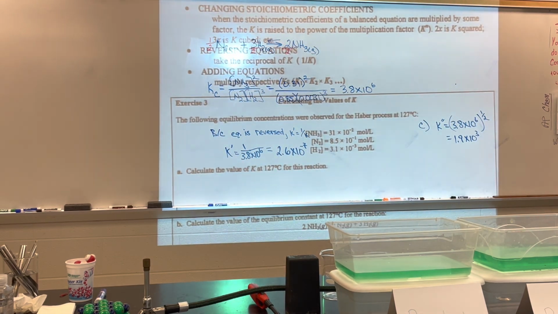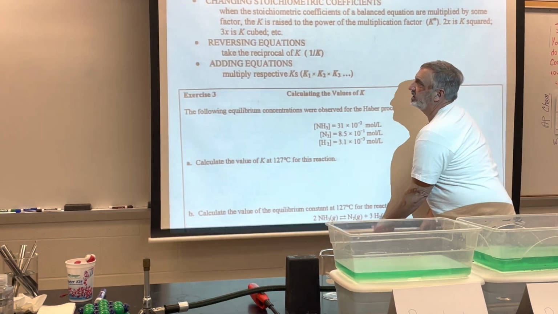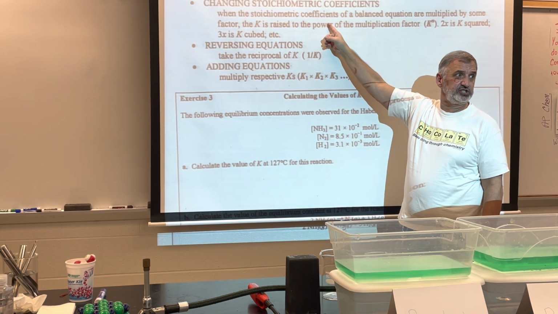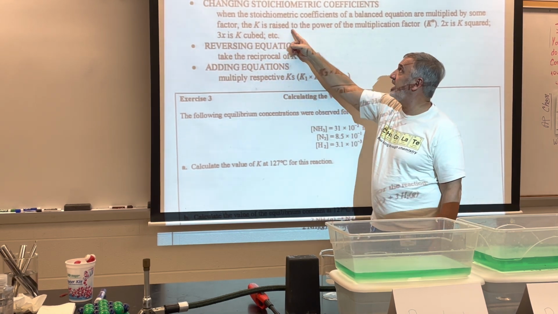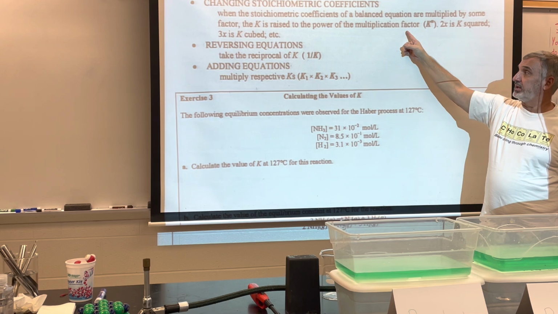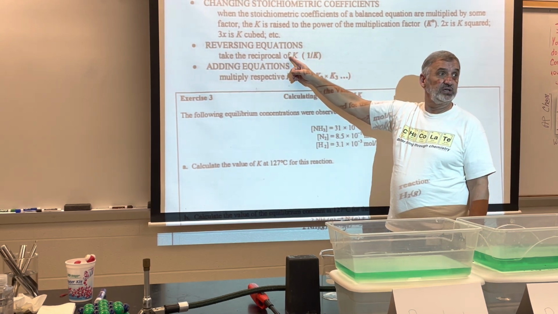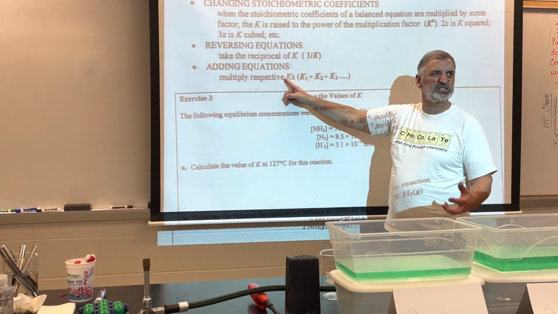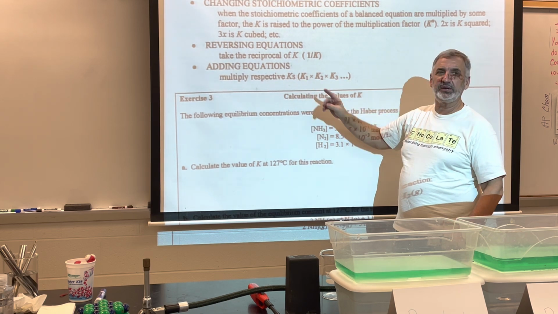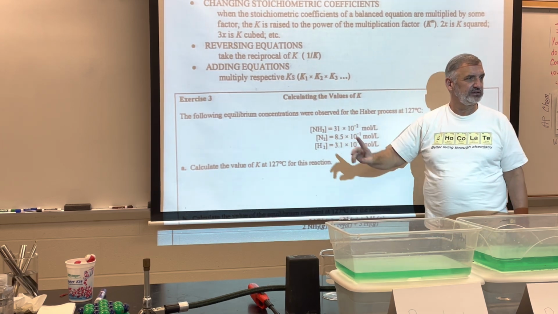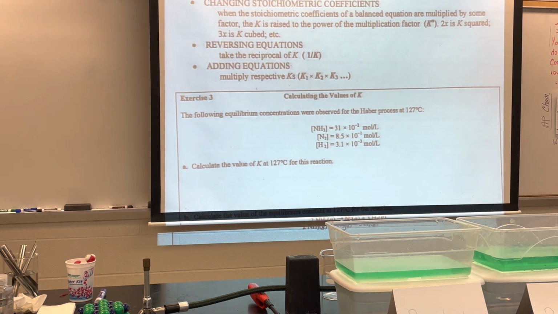This is super important. This is multiple choice questions over and over and over again. Changing your stoichiometric factors, that means multiplying and changing your coefficients, you raise the value of K to the power of the multiplication factor. We raise it to the 1/2 power. If you reverse an equation, you take the reciprocal. And if you add equations, this will be more important in acids and bases when we have di- and triprotic acids, you multiply K's. So if 2 equations add together to give you a third, the 2 K's will multiply to give you the K of the third.